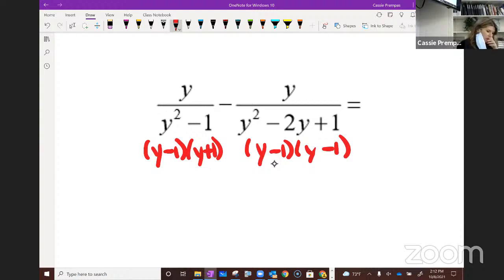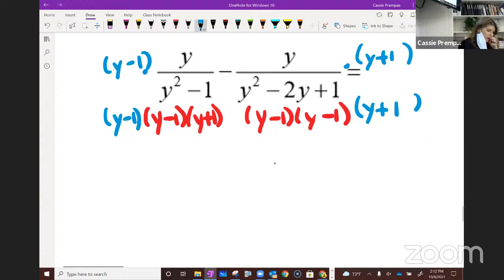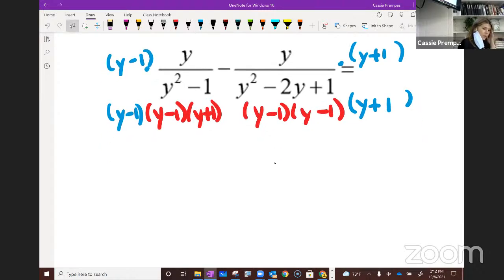Now, the next piece that we would have to do is obtain a common denominator. They both share y minus 1. So I'm really looking for what's missing. What do I have to multiply this first fraction by? Good, y minus 1. Now I have y minus 1 in both denominators. What do I have to multiply this fraction by? Good, y plus 1 over y plus 1. If you got that much correct, awesome. Now let's go ahead and keep simplifying.